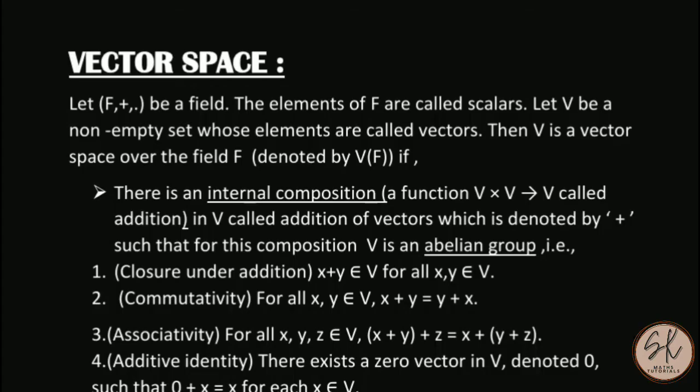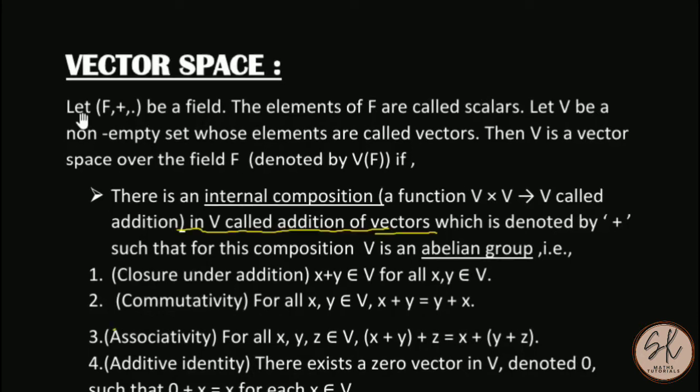So now let us get back to our topic, that is vector space. Let F be a field and the elements of F are called scalars, and let V be a non-empty set whose elements are called vectors. Then V is a vector space over the field F, denoted by V over F, if there is an internal composition in V called addition of vectors, denoted by plus, such that for this composition V is an abelian group. That is, (V, +) is an abelian group.